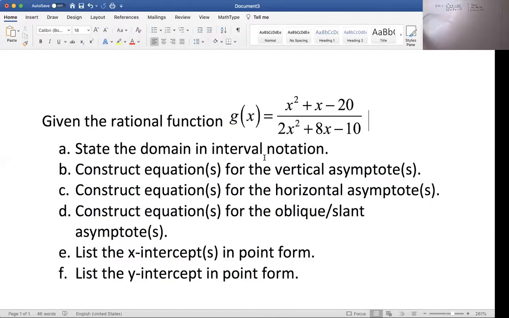This question gives us the function g of x is x squared plus x minus 20 divided by 2x squared plus 8x minus 10. We'd like to find the domain, find vertical asymptotes, horizontal asymptotes, slant asymptotes, x-intercepts, and y-intercepts. So let's first think about the domain. Remember, you cannot divide by 0.